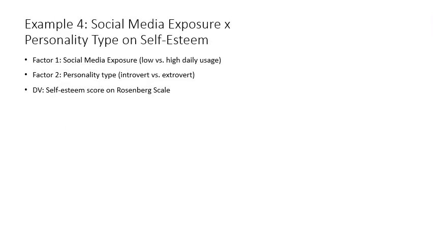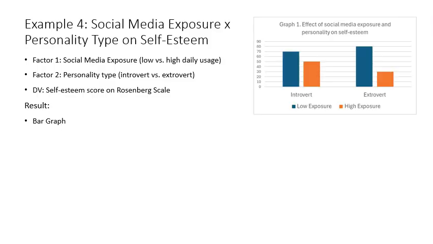So here's another example from the lecture on main effects. We have social media exposure by personality type on self-esteem. So in the bar graph, we can see that there was a main effect for social media usage. The blue bar is consistently higher than the orange bar.